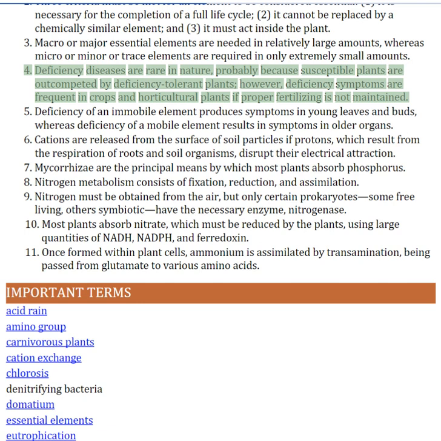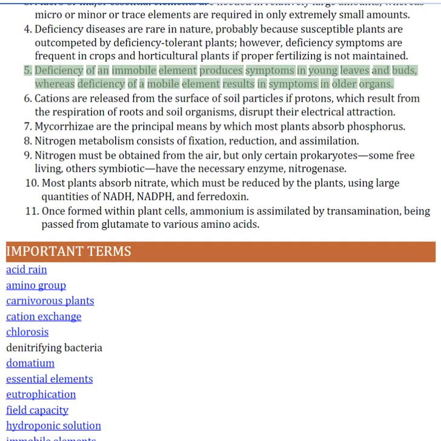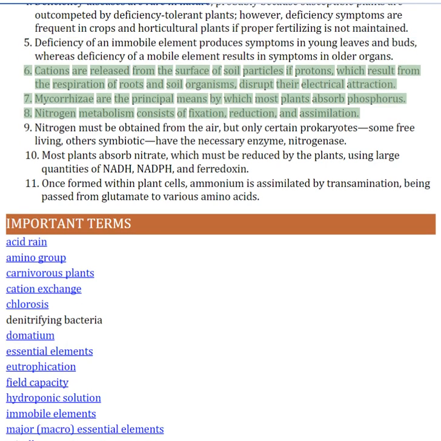4. Deficiency diseases are rare in nature, probably because susceptible plants are outcompeted by deficiency-tolerant plants. However, deficiency symptoms are frequent in crops and horticultural plants if proper fertilizing is not maintained. 5. Deficiency of an immobile element produces symptoms in young leaves and buds, whereas deficiency of a mobile element results in symptoms in older organs. 6. Cations are released from the surface of soil particles if protons, which result from the respiration of roots and soil organisms, disrupt their electrical attraction.